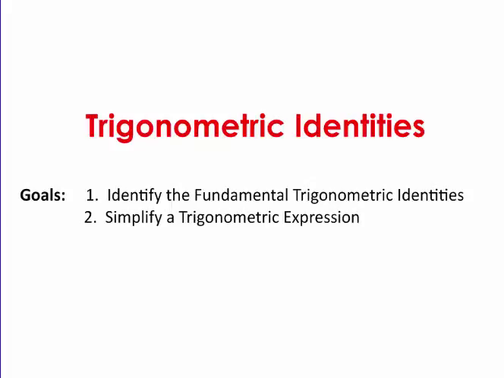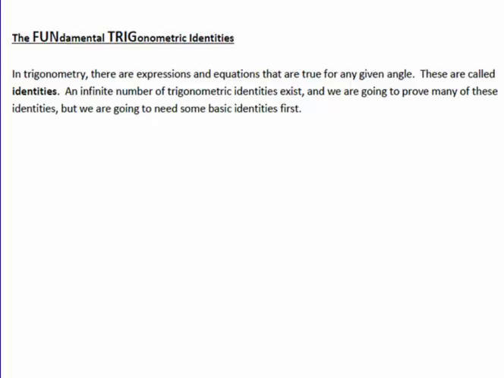So let's look now at trigonometric identities. And what we're going to do is identify the fundamental trigonometric identities and then use those to simplify an expression. Now, in trigonometry, there are expressions that are equations that are true regardless of the angle, for any given angle. When this is the case, they are called identities.